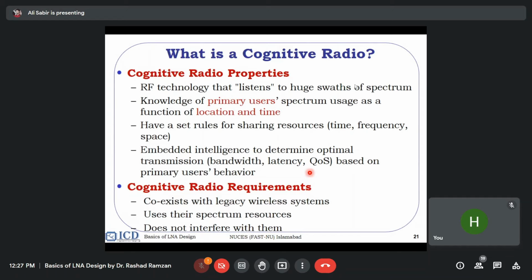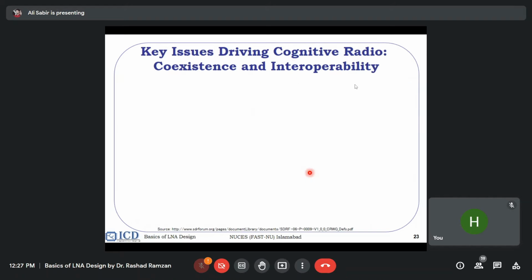So what are the requirements of cognitive radio? The first requirement is that the cognitive radio should coexist with the legacy radios. So if you are using the cognitive radio, it's not that all your previous devices should be shut down. The user uses spectrum resources and does not interfere with the already existing standards. So we will skip this slide.